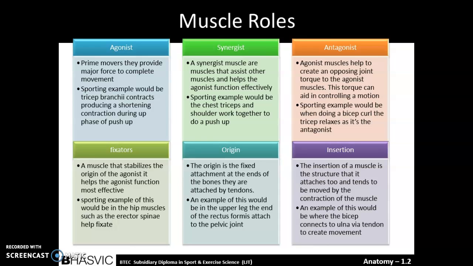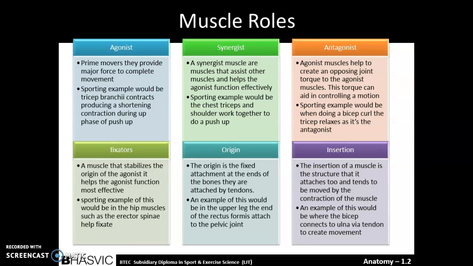Another muscle role would be fixators, muscles that stabilize the origin of the agonist. It helps the agonist function most effectively. A sporting example of this would be in the hip, where muscles such as the erector spinae help fixate.